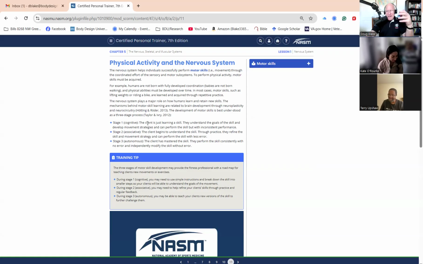So, stage one is cognitive. People are just learning a skill. The associative stage begins to understand, and then through practice, they'll refine it more and more until they get to the autonomous stage where the individual has mastered the skill. Terry, how old is the runner that you were training today? How old is she? 16. Is she in the cognitive stage of learning how to run, the associative stage, or the autonomous stage? Associative. Why? Because she understands what she's doing and why.